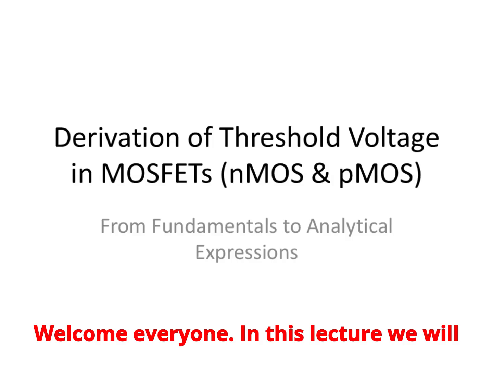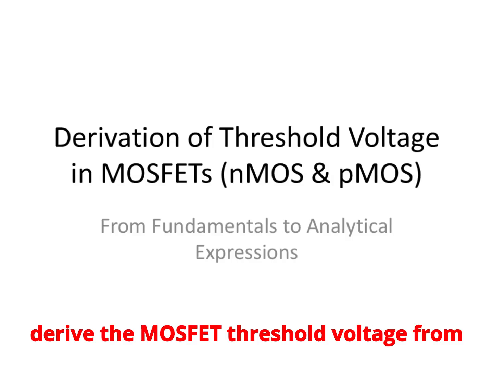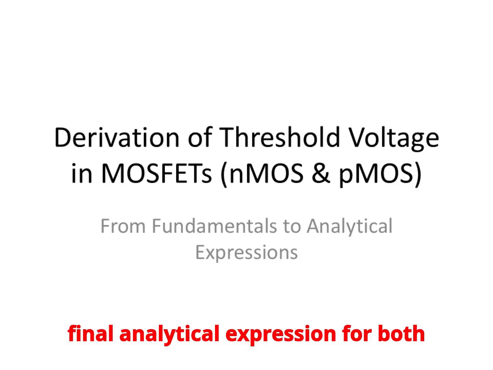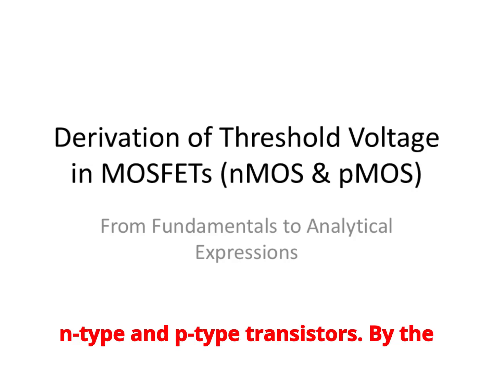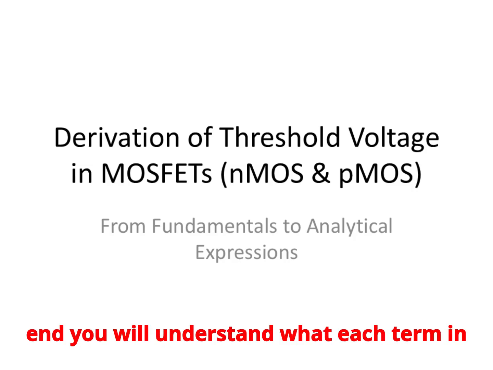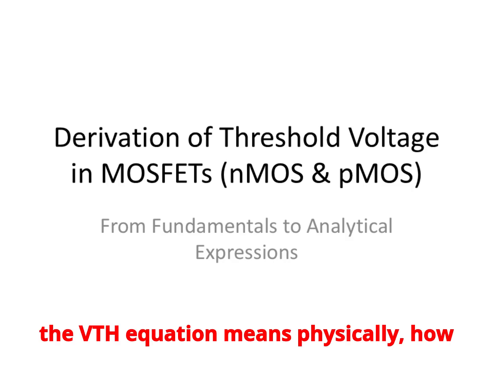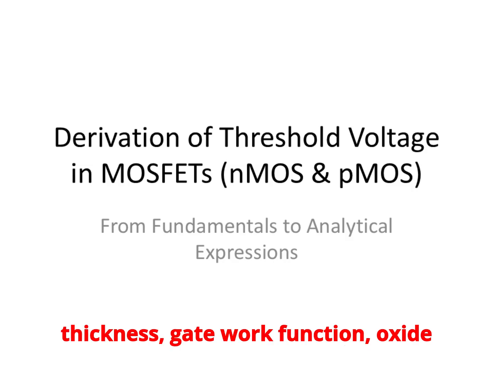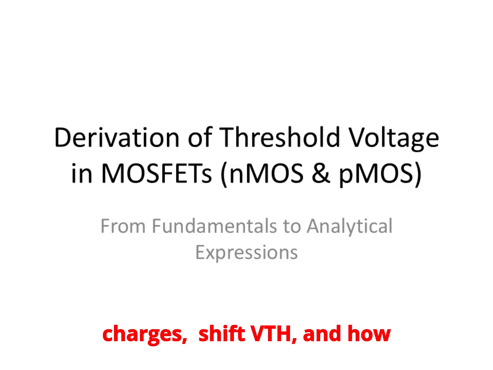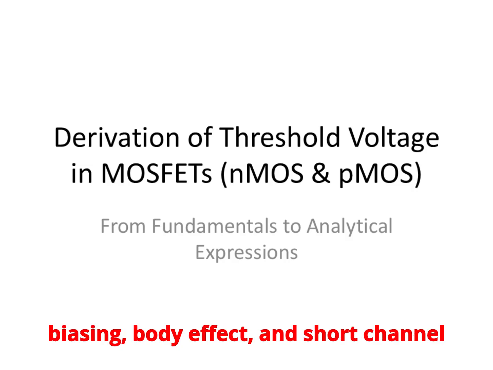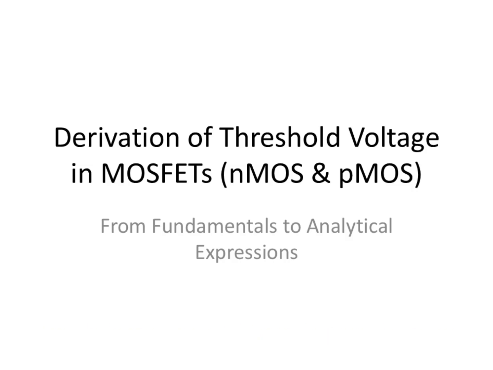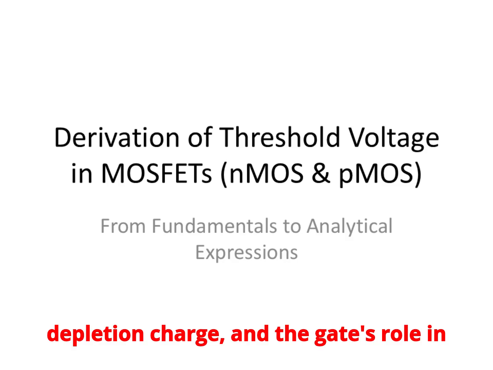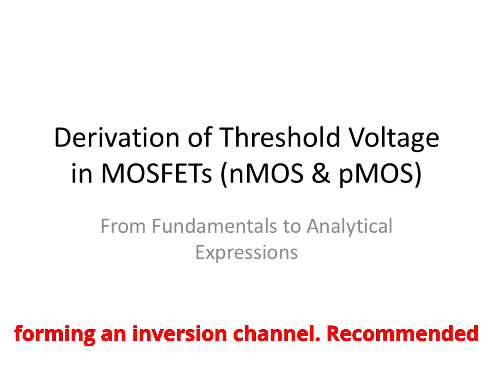Welcome everyone. In this lecture we will derive the MOSFET threshold voltage from first principles, starting with the MOS capacitor, then move step by step to the final analytical expression for both N-type and P-type transistors. By the end you will understand what each term in the Vth equation means physically, how process parameters, doping, oxide thickness, gate work function, and oxide charges shift Vth, and how biasing, body effect, and short channel phenomena modify the textbook expression. I will show the math but also explain the physical intuition behind band bending, depletion charge, and the gate's role in forming an inversion channel.